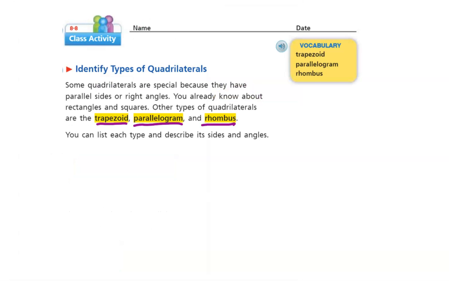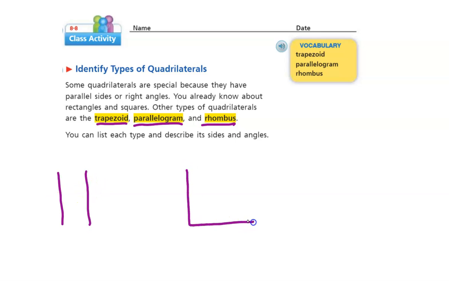But first I want to come back here and talk about something a little bit more in depth. Here it says some quadrilaterals are special because they have parallel sides or right angles. So let's do a quick reminder. Parallel sides are your lines that go on forever and they'll never meet in the middle.